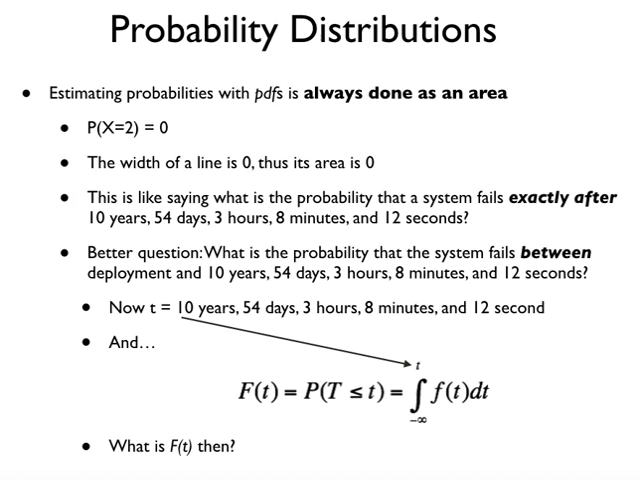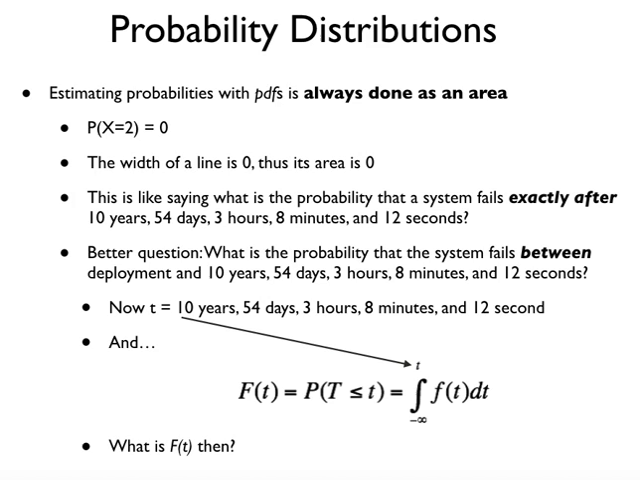So for example, this is like saying that the probability the system fails exactly after 10 years, 54 days, 3 hours, 8 minutes, 12 seconds is, again, zero, right? A better question would be, what is the probability the system fails between deployment and that 10 years, 54 days, and so on and so forth, right? So now we've established not an immediate time that we care about. We've established a time frame, right? Between deployment, so t equals zero, and this other 10 years, 54 days time. And it's that type of question that gets us useful information.